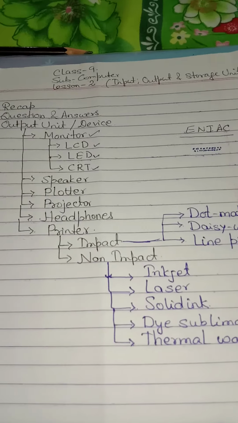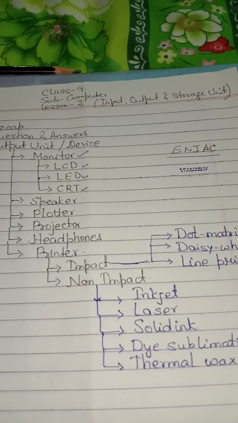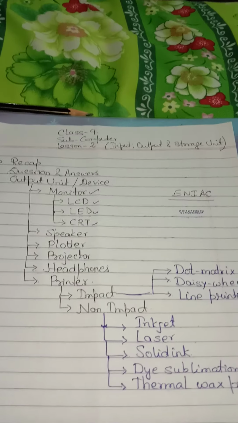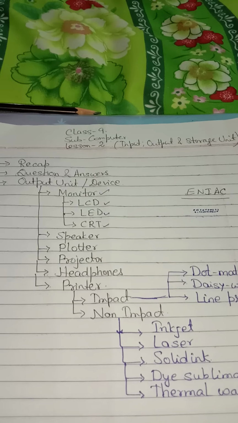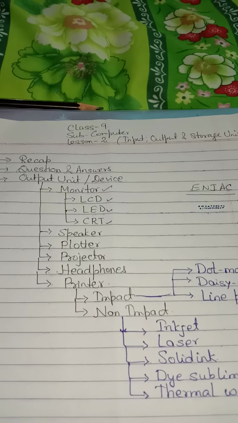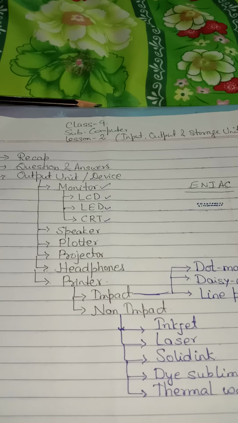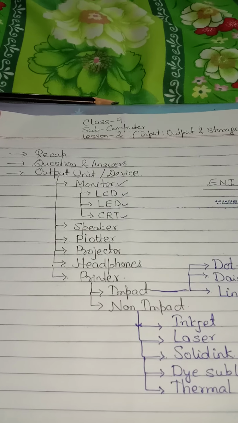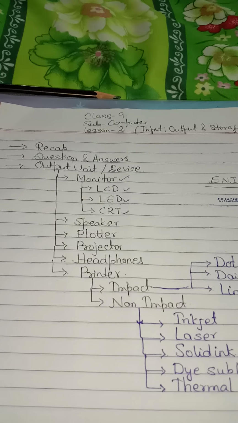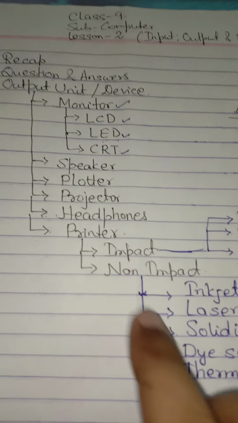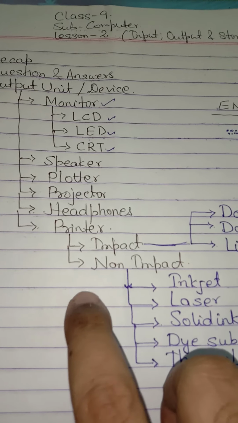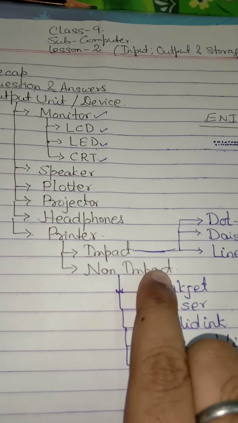Now we are going to discuss the printer. All of you must have seen the printer. So what is printer? It is an output device that prints the output on a piece of paper. The output that is obtained on a piece of paper is called the hard copy. There are basically two categories of printer. Number one, impact printer. Number two, non-impact printer.